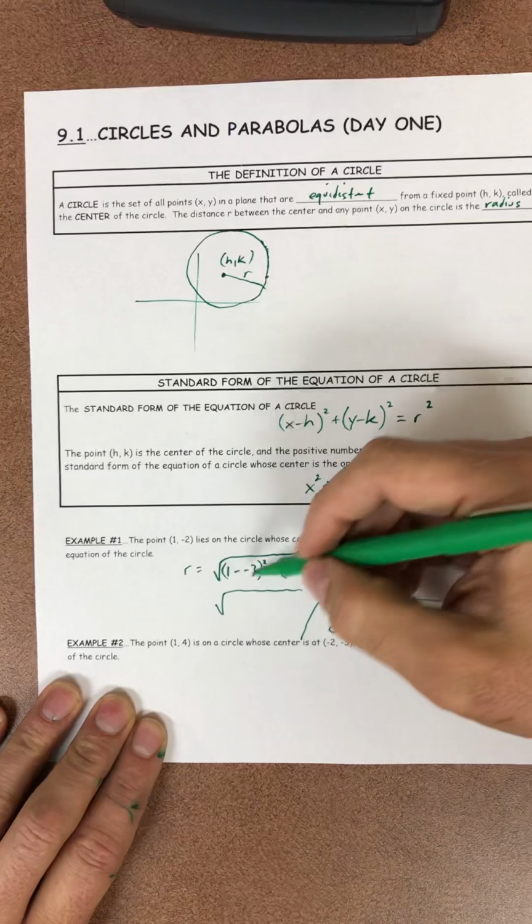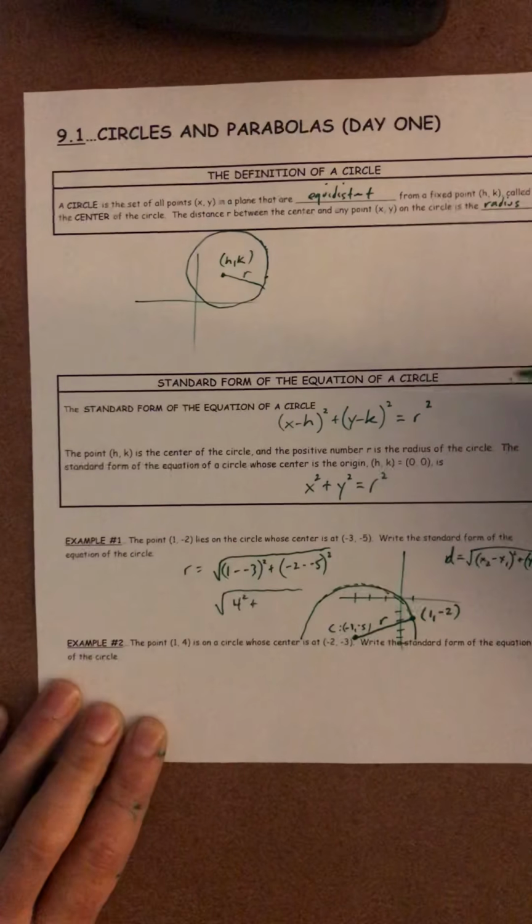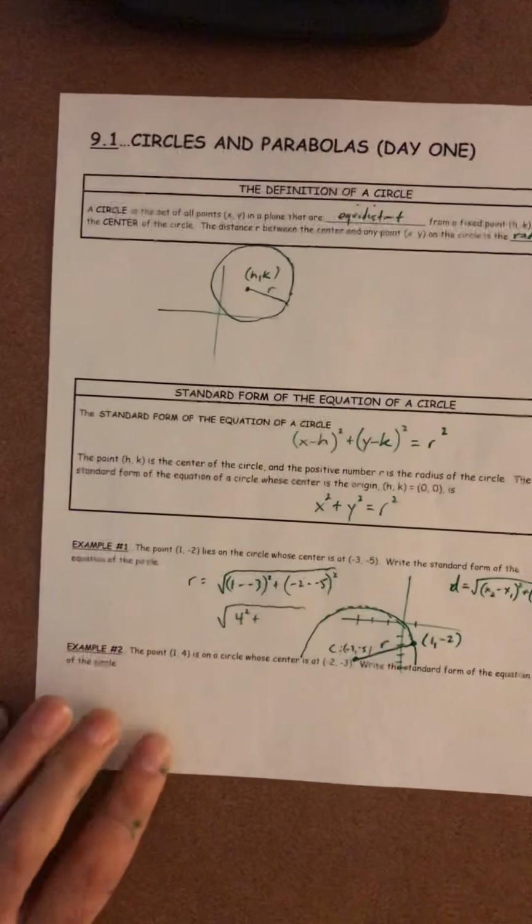But 1 minus negative 3 is 4 squared plus, the lights just went off in the room. Let's get that back on. Hold on one sec.